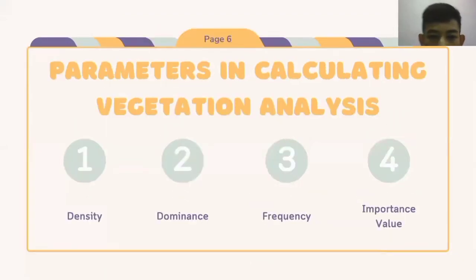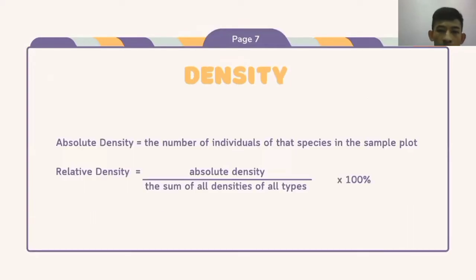Parameters in calculating vegetation analysis. There is density, dominance, frequency, and important value. Density. Absolute density is the number of individuals of that species in the sample plot. And this is the formula of density.